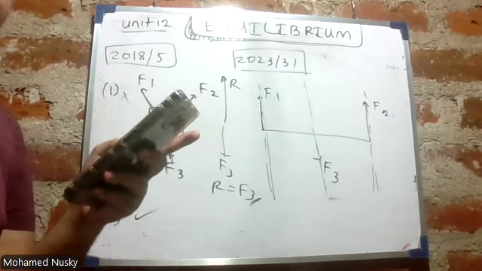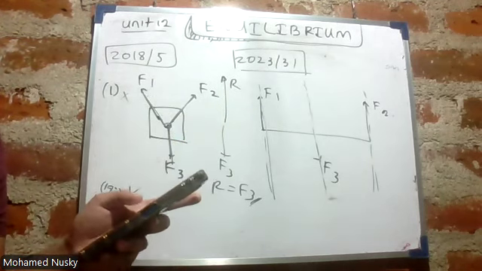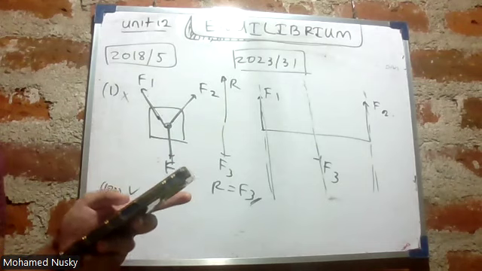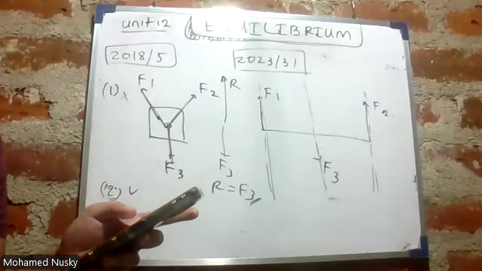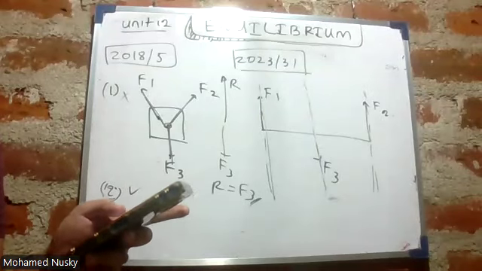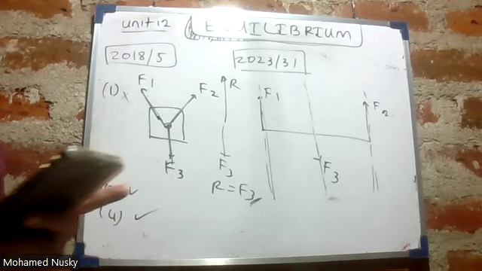The resultant force of three forces should be zero. That's correct, no? For an object to be in equilibrium, the resultant force should be 0 and the resultant moment should be 0. Therefore, if the resultant force is 0, then the object is in equilibrium. That's correct. But the third one, I will check and tell you.